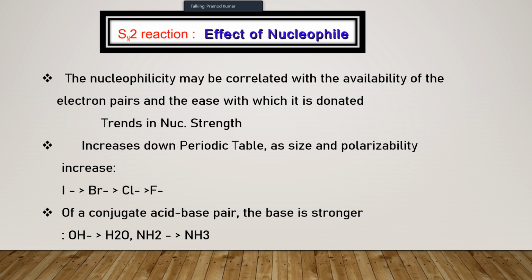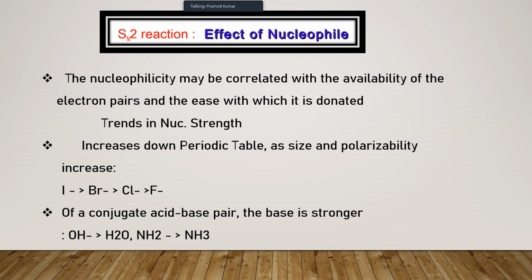So for a nucleophile to be a good nucleophile, it should be able to donate its lone pair of electrons, as well as the lone pair should be easily available. So they should be charged and the lone pair should be available. So these are the two criteria for your nucleophilicity.